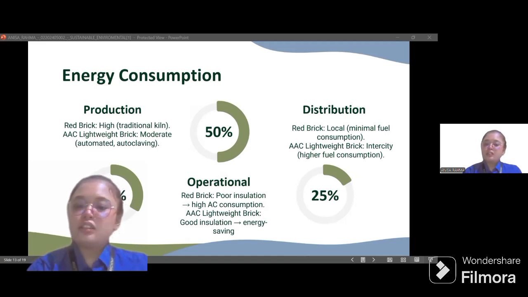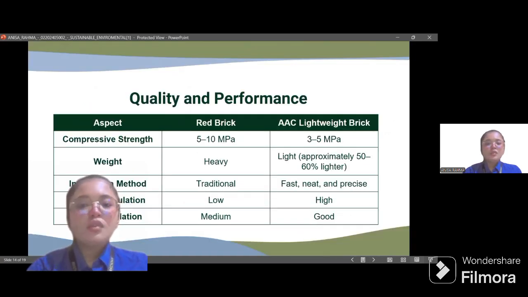And then the next part I have is quality and performance.